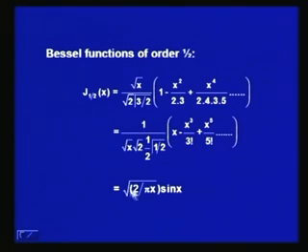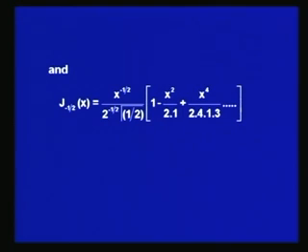So, we can write J half x as equal to square root 2 over pi x into sin x, and J minus half x is equal to x to the power minus half over 2 to the power minus half gamma half into 1 minus x square over 2 into 1 plus x to the power 4 over 2 into 4 into 1 into 3, which is equal to square root 2 over pi x into cos x. The expression inside the bracket, as you can see, is the expansion of cos x. It is 1 minus x square over 2 factorial plus x to the power 4 over 4 factorial and so on. So, J minus half x can be expressed in the closed form as square root 2 over pi x into cos x.